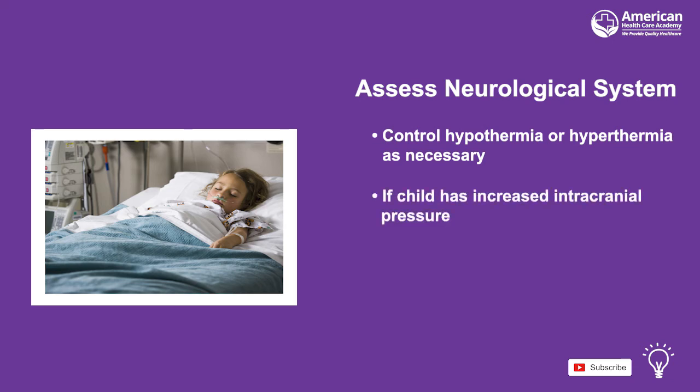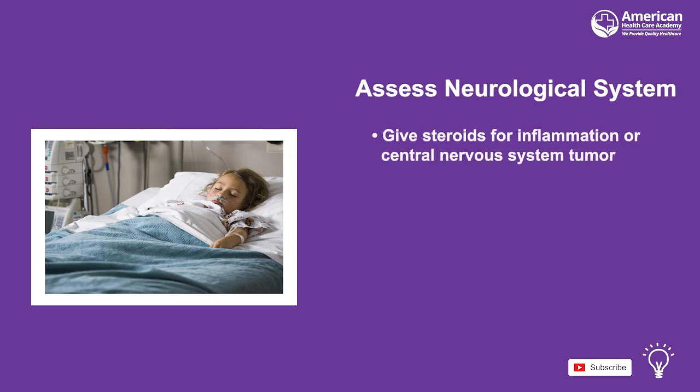If the child has increased intracranial pressure, keep their head in a midline position and ventilate them. Give them steroids for inflammation or a central nervous system tumor. Use mannitol or saline for herniation.